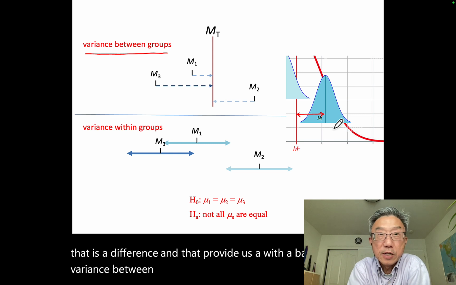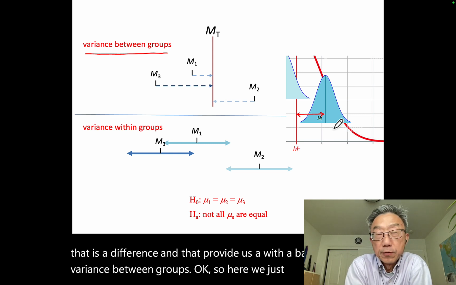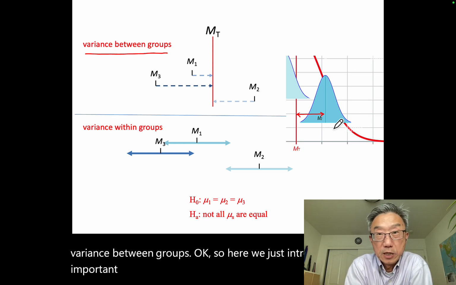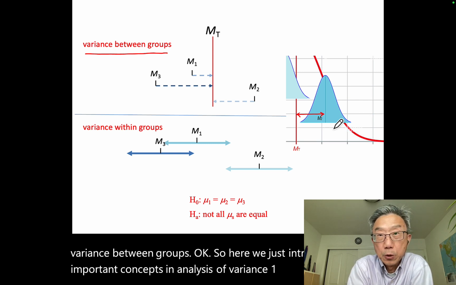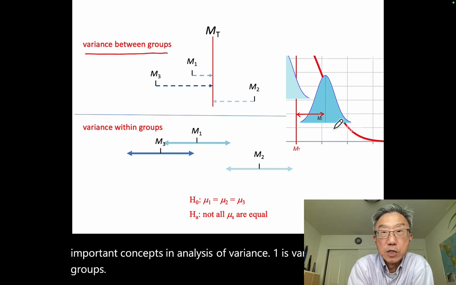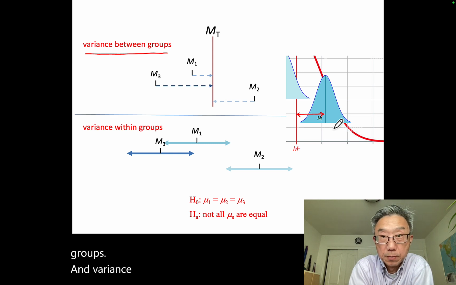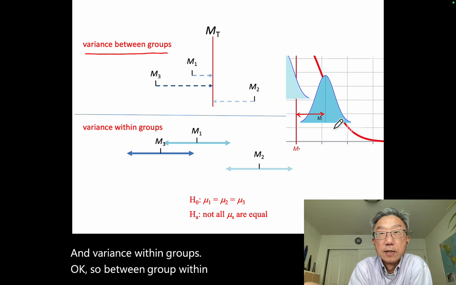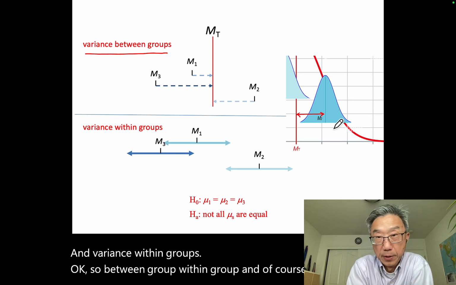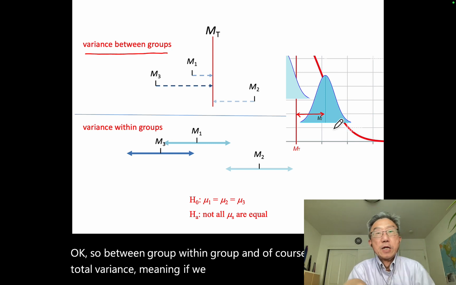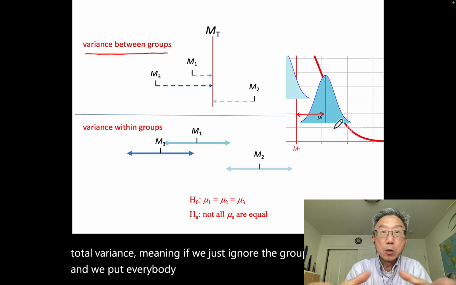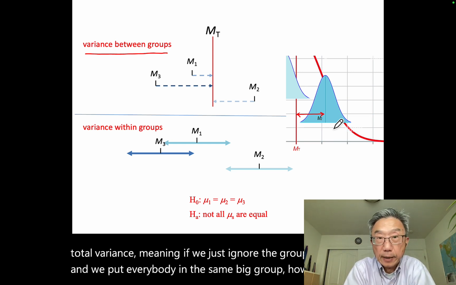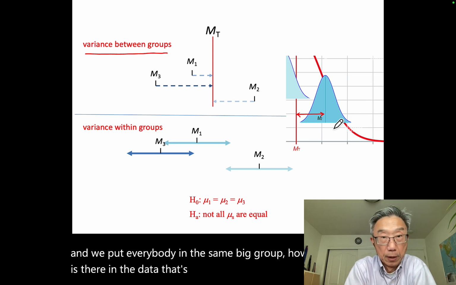Okay, so here we just introduced two very important concepts in analysis of variance. One is variance between groups and the other is variance within groups. So between group, within group, and of course, there's also total variance, meaning if we ignore the group membership and put everybody in the same big group, how much variance is there in the data? That's the total variance.